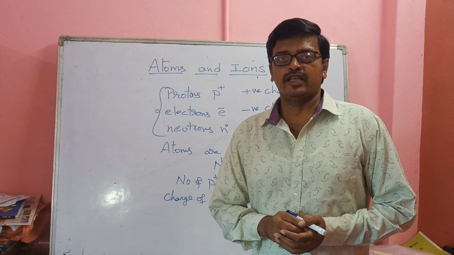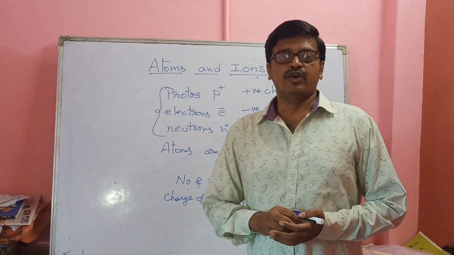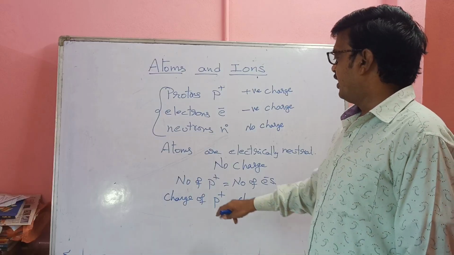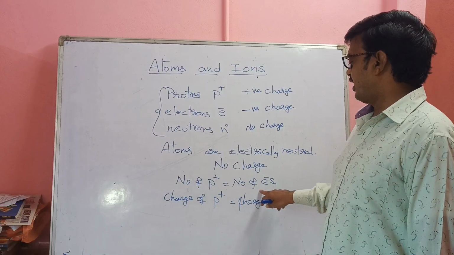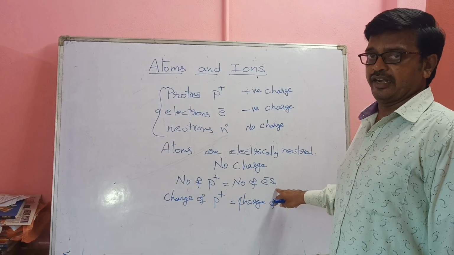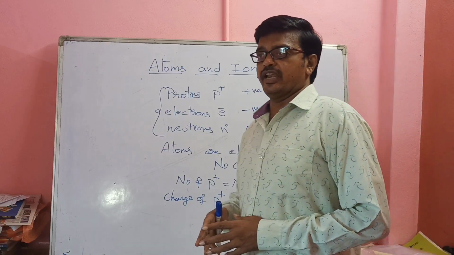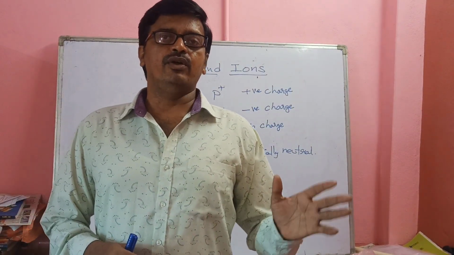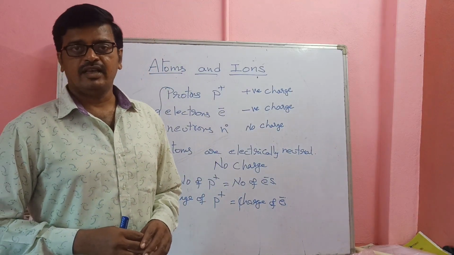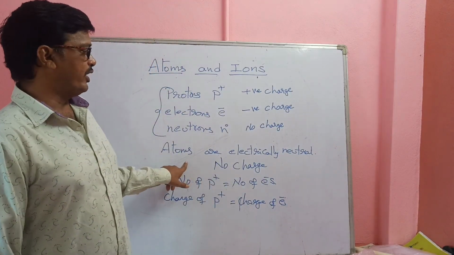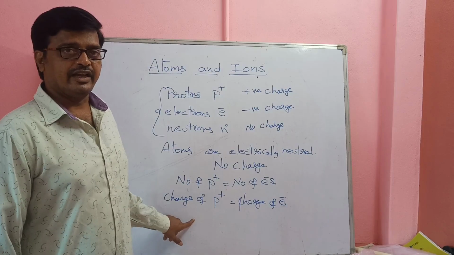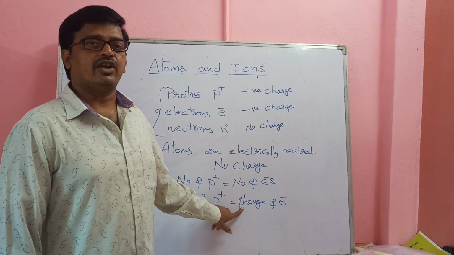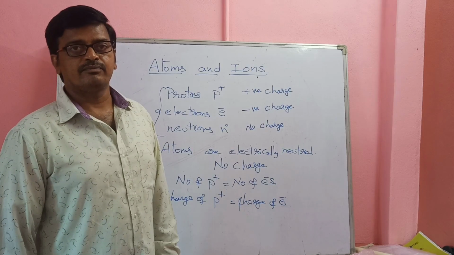Understand the question? It is possible only if two conditions are satisfied. What is the first condition? In an atom, the total number of protons must be equal to the total number of electrons; then only the atom may be neutral. And the second condition, which is very important: the charge of a proton must be equal to the charge of an electron.